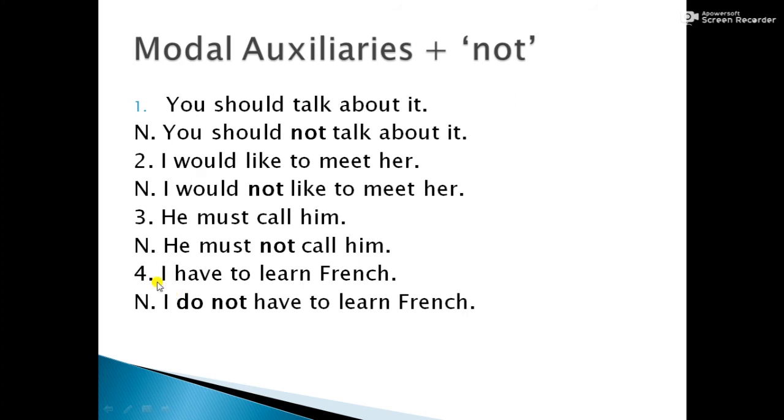I have to learn French. The conversion is a little bit different from other auxiliaries: I do not have to learn French. Have to, do not have to. Right? Please see this carefully.